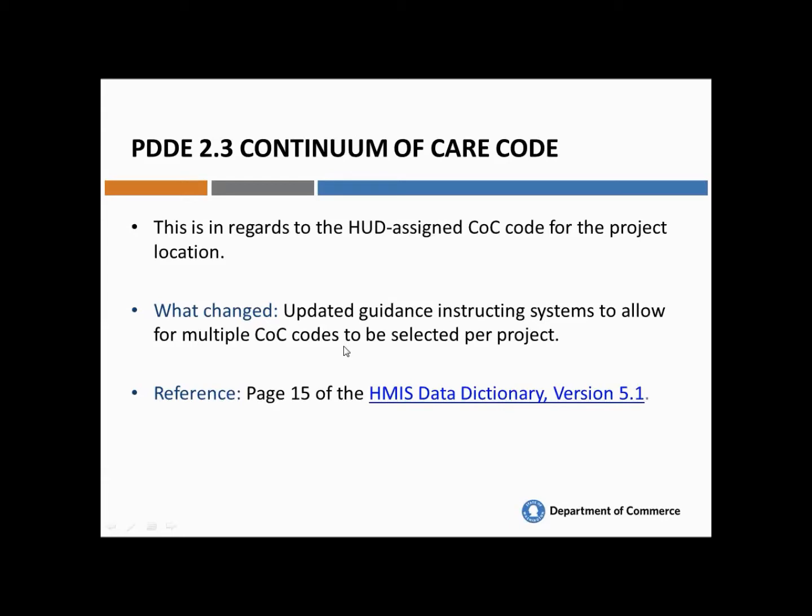And I don't believe that anyone in the balance of state has a project that this would apply to. So this is just for projects that are operating in multiple continuums of care. So not cross-county, but cross-COCs. Like if there was a project that was operating in King County and Thurston County.